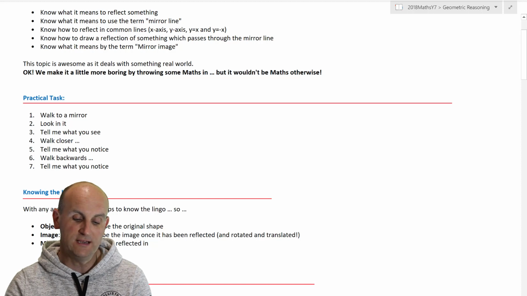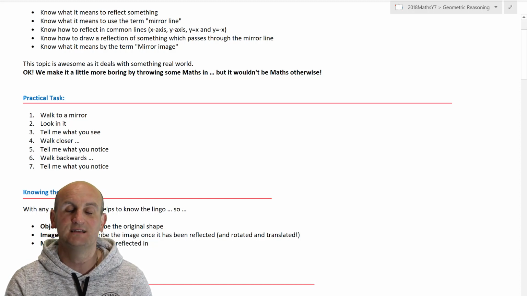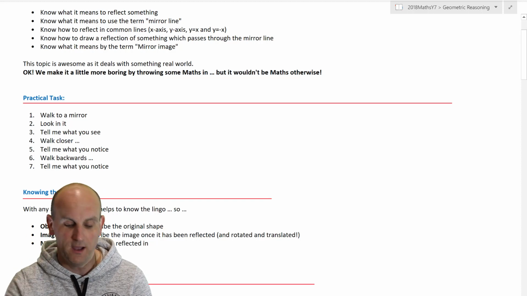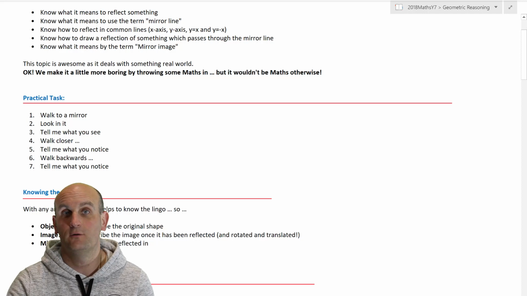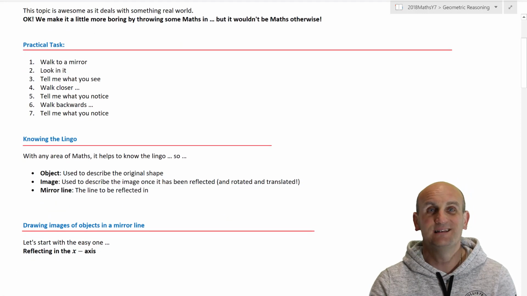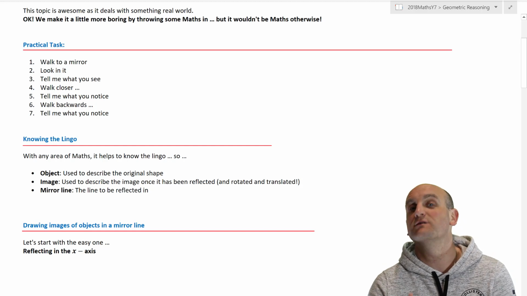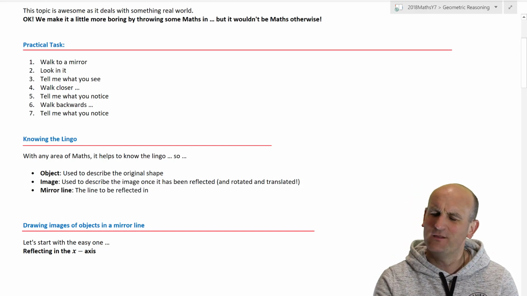How to draw a reflection of something which passes through the mirror line. Now those are the questions that tend to sort of mess with people's minds. And know what it means by the term mirror image, or in fact object and image. Seems a lot, doesn't it? And sadly, you think that actually it was going to be boring, but this is real world maths. Yay, the world goes crazy.